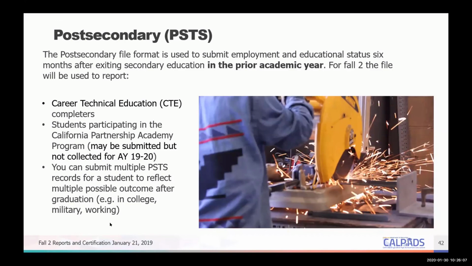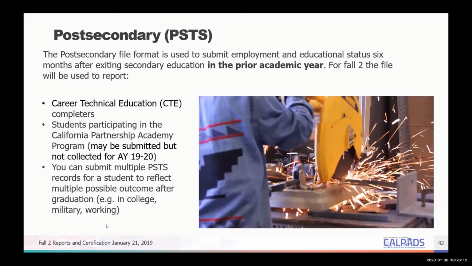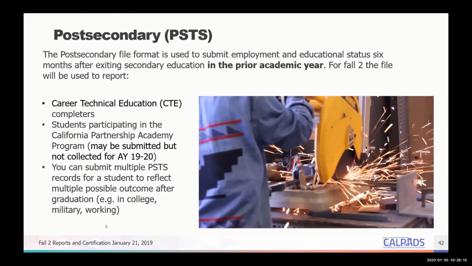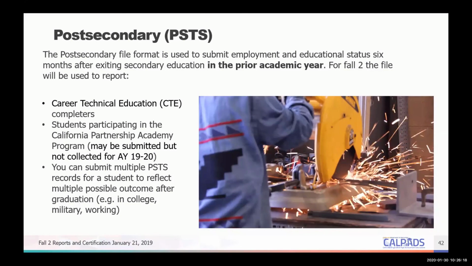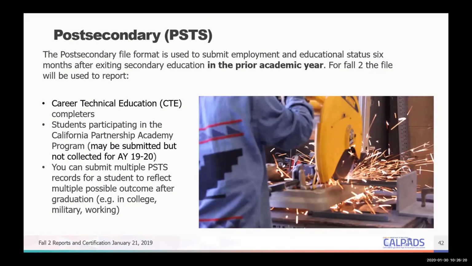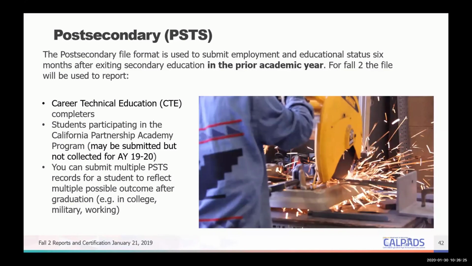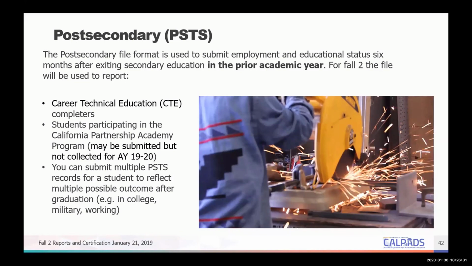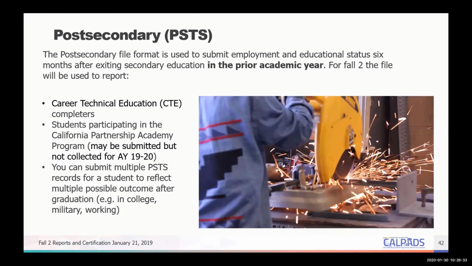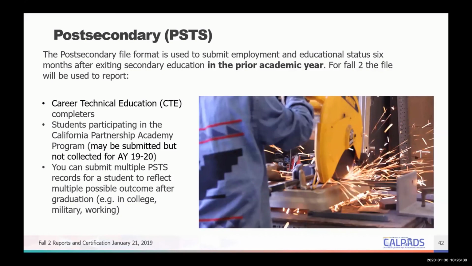So the PSTS is a file used to replace the E2 survey. In prior years, you used the E2 survey, you sent out the survey and submitted those and gathered the information. Now, that is incorporated in CALPADS as the PSTS file. As you can see, for Fall 2, you only gather information for CTE completers, meaning the student completed the pathway. Any student who just finished the capstone but didn't complete the pathway should not be reported.